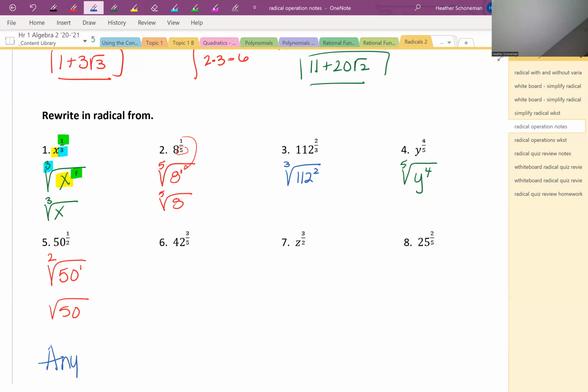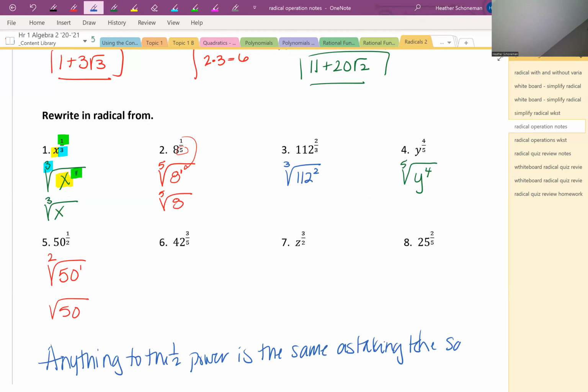Anything to the 1/2 power is the same as taking the square root. Okay? So that means anything to the 1/3 power is the same as taking the cube root, and anything to the 1/4 power is the same as taking the 4th root. And we could go on and on, but this fact is very, very important.